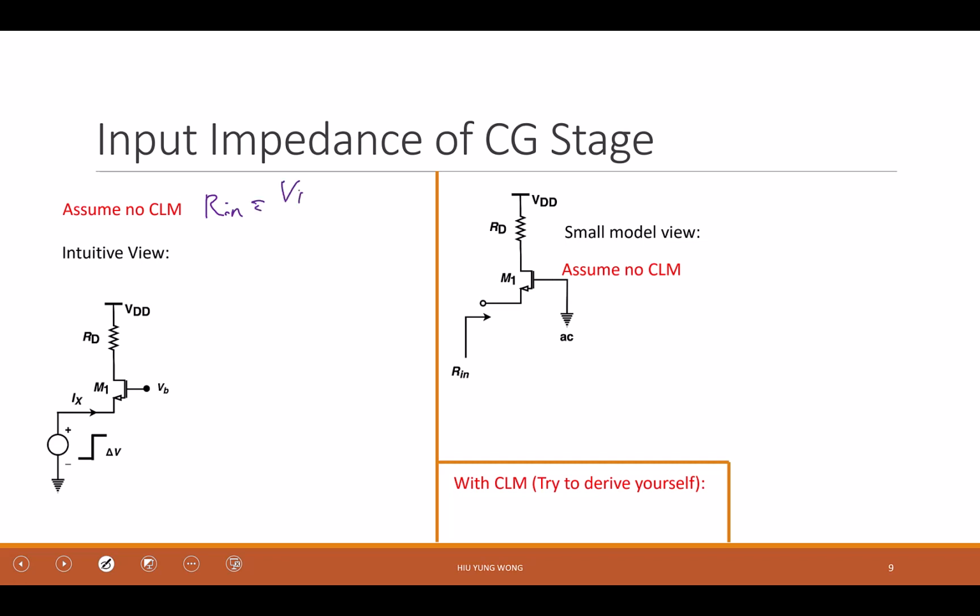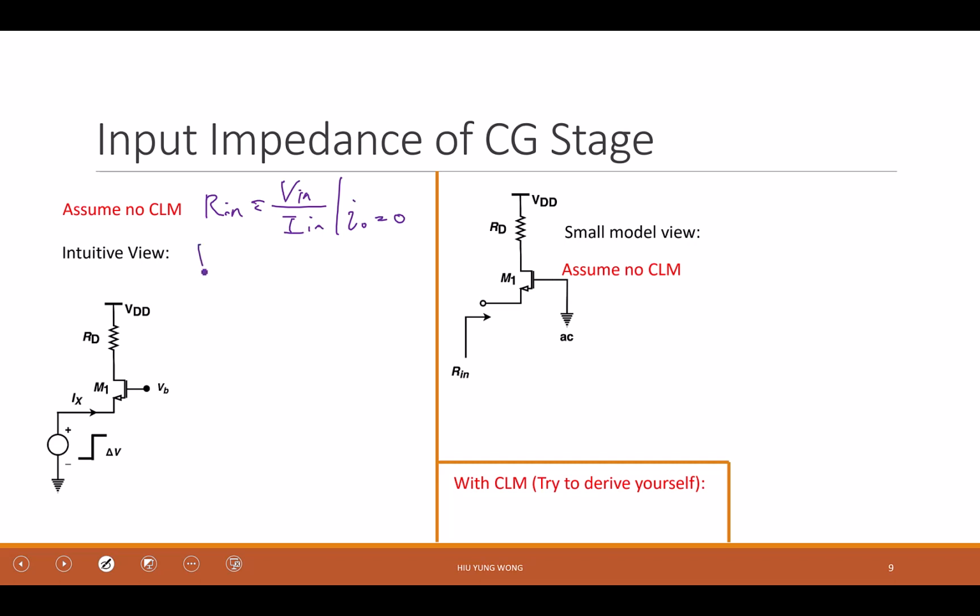V in over I in, when I out equals 0, right? We are not loading anything. There's no loading, so there's no I out. So we fulfill this condition already, right? So let's try to see what happened.